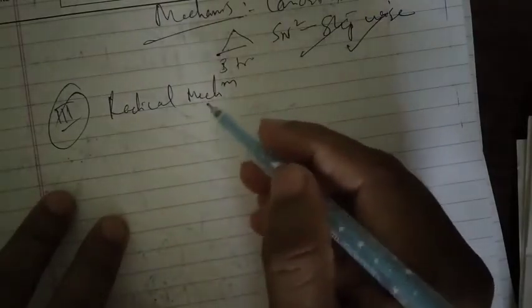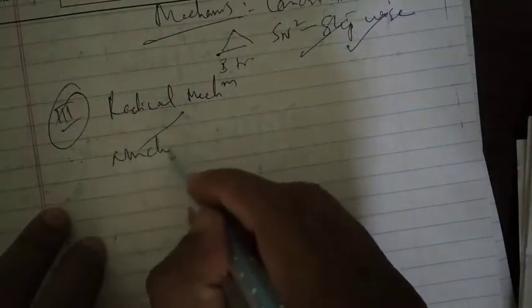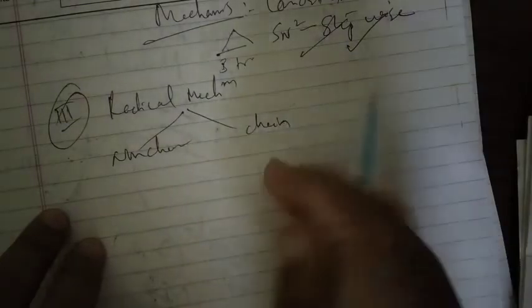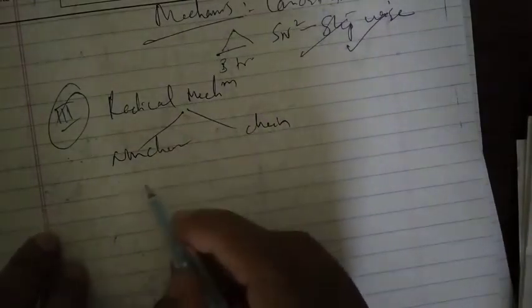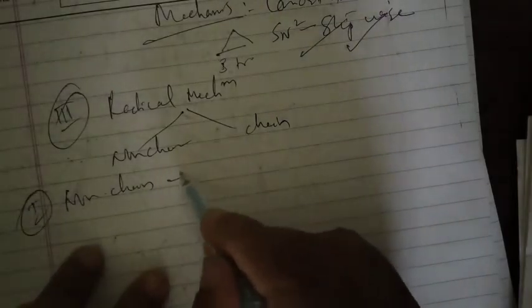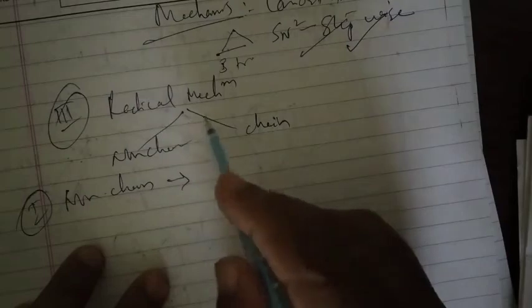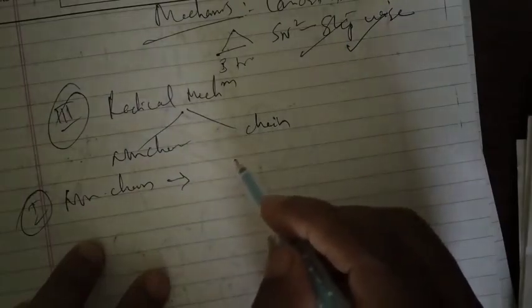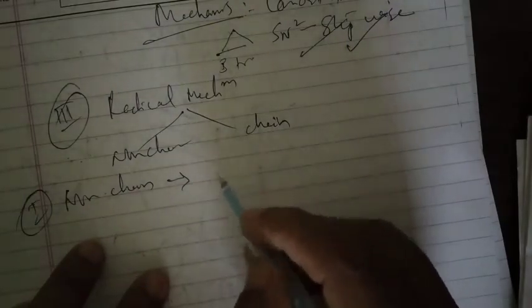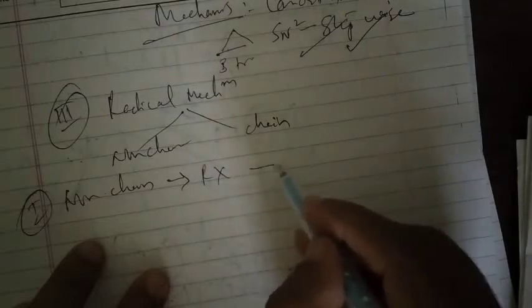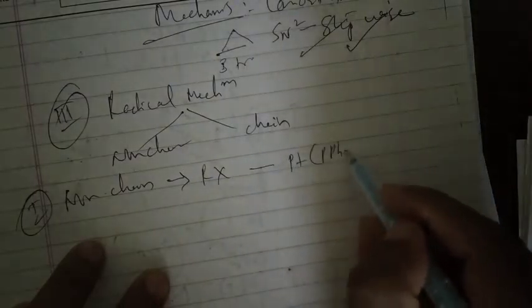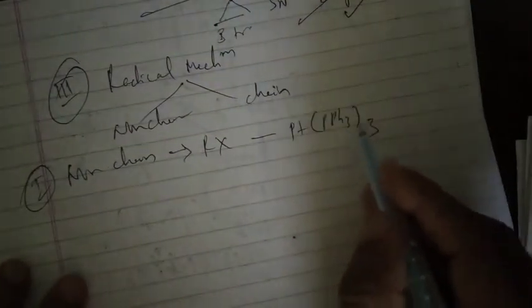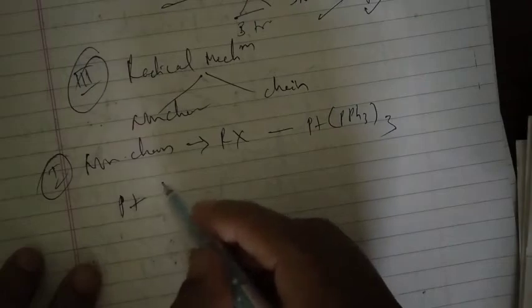Radical mechanisms are of two types, non-chain and chain. First, the non-chain mechanism: the addition of an alkyl halide to the complex Pt(PPh3)3. We will see addition of alkyl halide to platinum triphenylphosphine in this way.